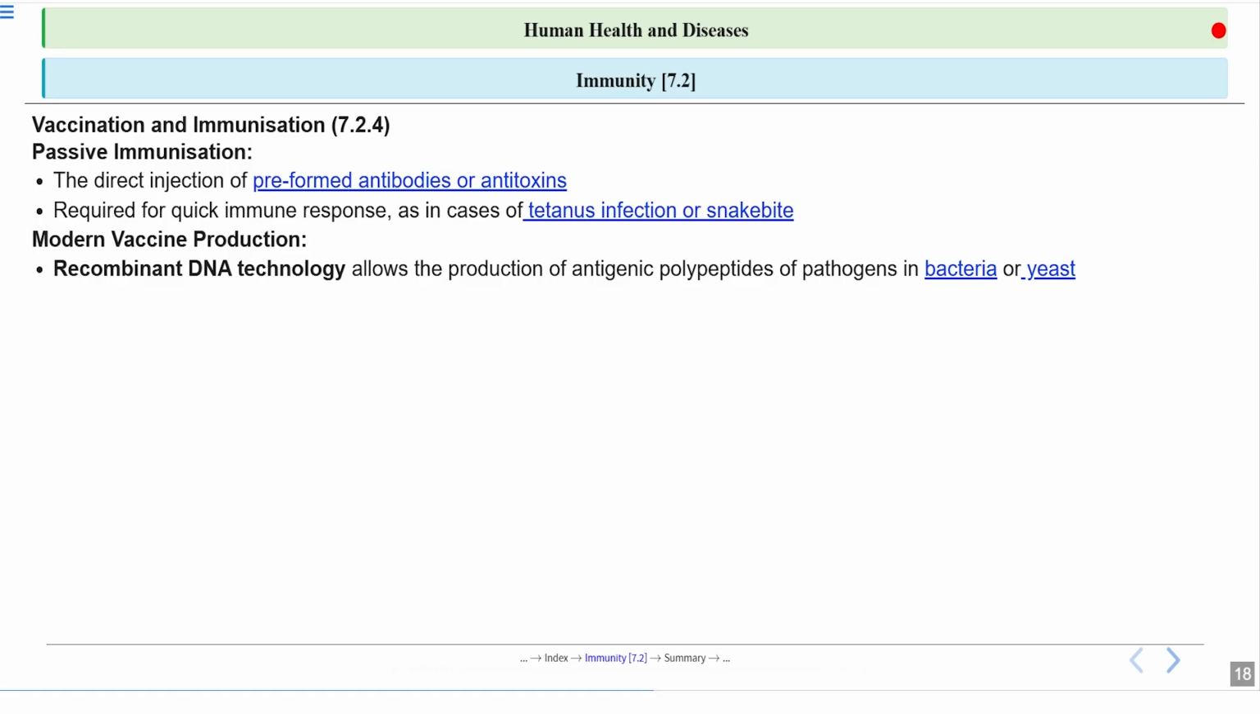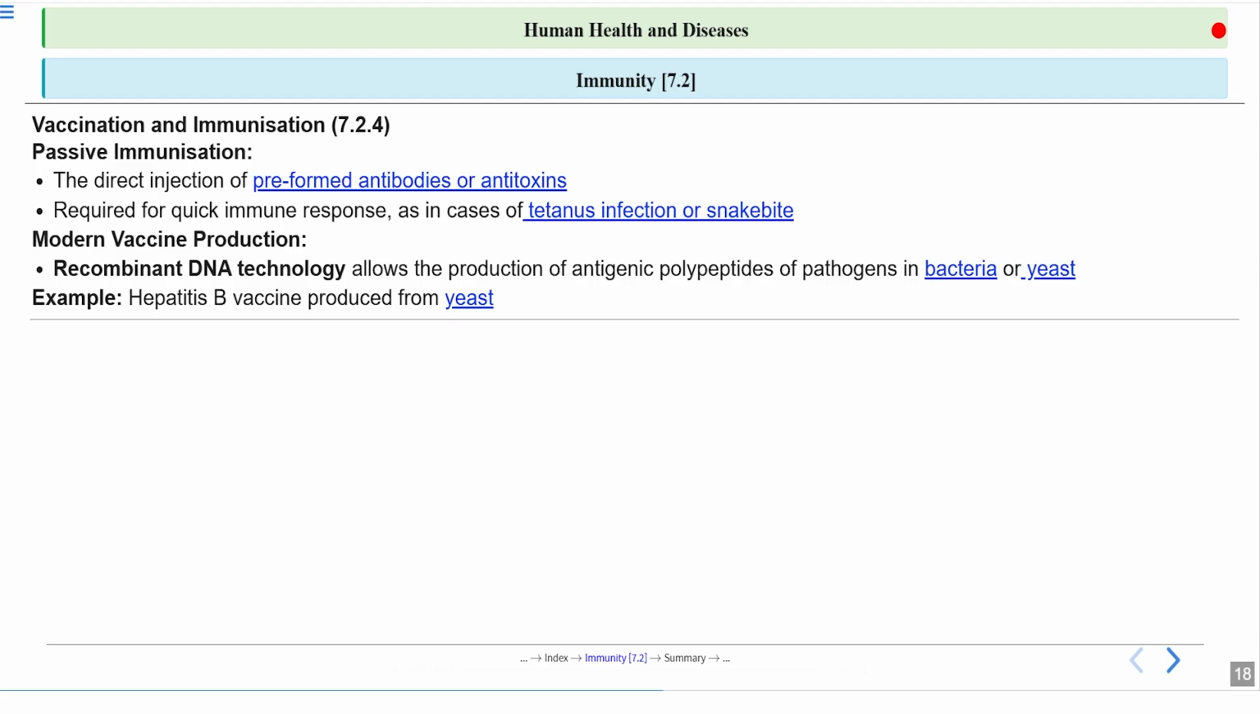Okay, so now vaccines can be made at large scale because of this recombinant DNA technology, because this antigenic polypeptide is being produced in bacteria and yeast. Bacteria and yeast can multiply very fast and they can produce this antigenic polypeptide in very large quantities. Okay, an example is the hepatitis B vaccine, which is being produced from yeast.